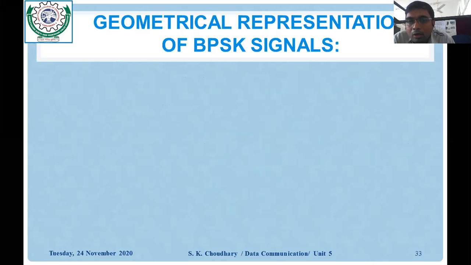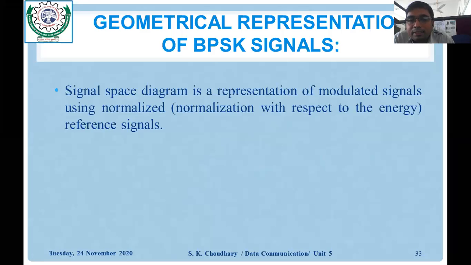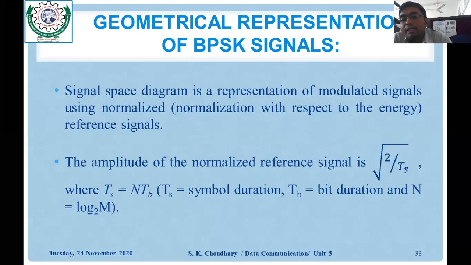Now we come to another topic, the geometrical representation of the BPSK signal. That means we have to learn about the signal space representation. A signal space diagram is a representation of modulated signals using normalized reference signals. Normalized means normalization with respect to the energy levels. The amplitude of the normalized reference signal, that is the carrier orthogonal signal, is square root of 2 upon Ts.